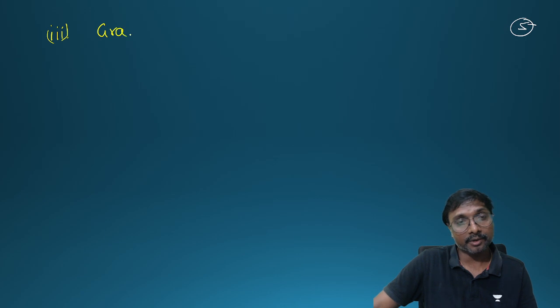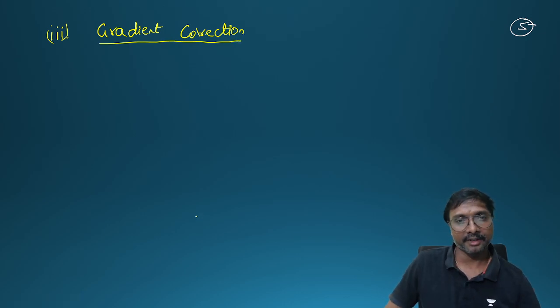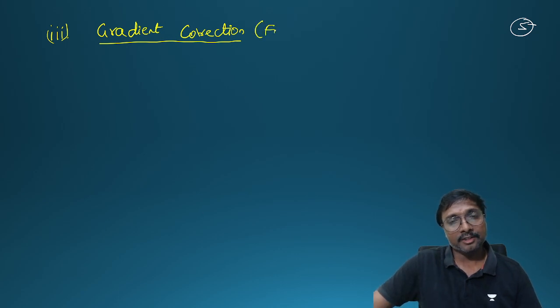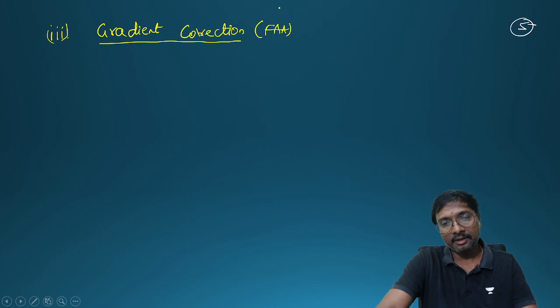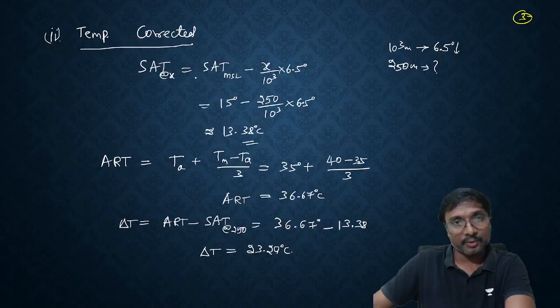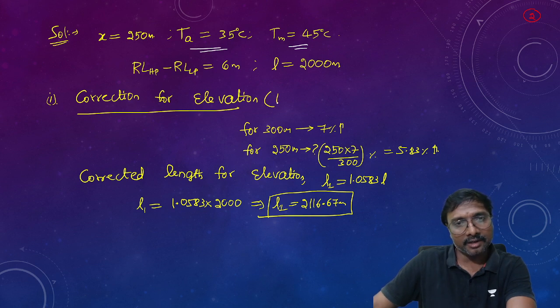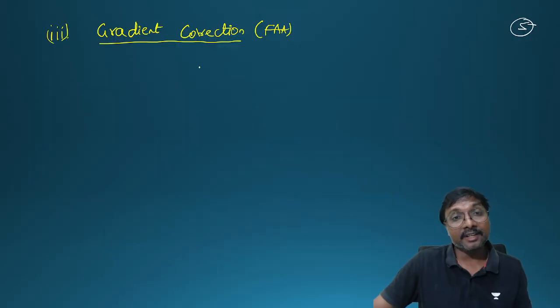If you observe, the third correction will be which one? Gradient correction. Which gradient? It is not the normal gradient we are going for. It is an effective gradient, as per ICAO or FAA, to be considered. This correction is as per which one? The Federal Aviation Administration, FAA. The first two corrections are as per ICAO only. Temperature correction is as per ICAO only. Elevation correction is also as per ICAO only. Okay. But this is as per FAA.